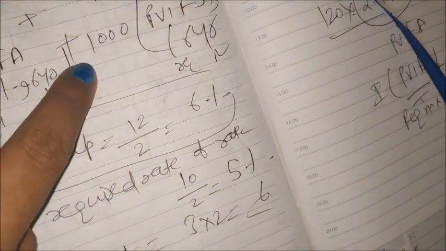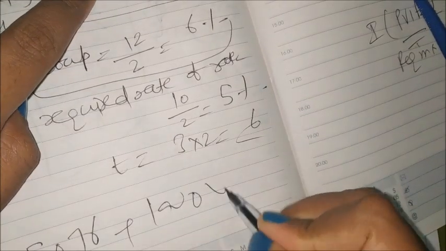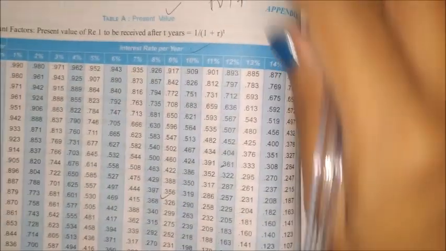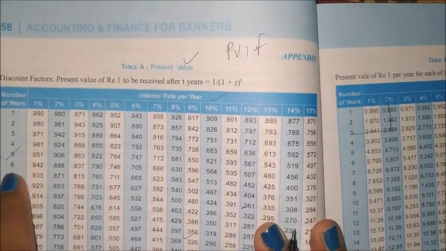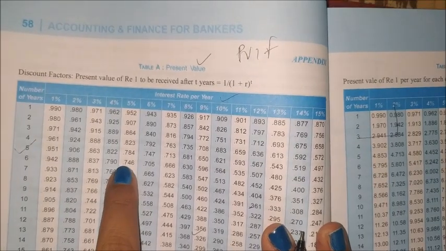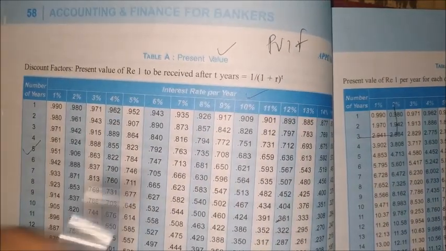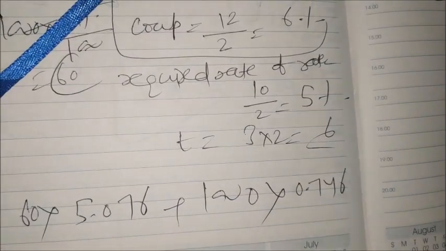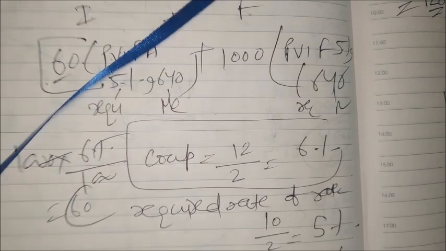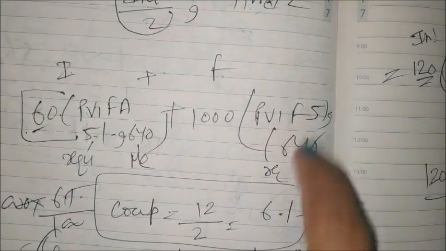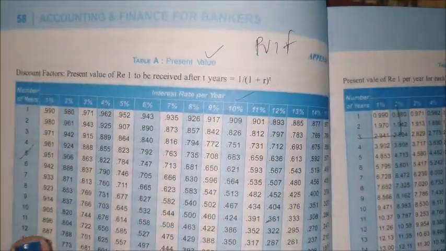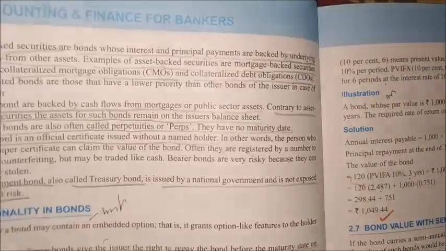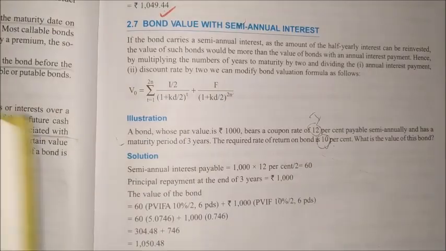Plus 1000 I will write same to same. And PVIF 5% and 6 year I have to see. See, PVIF 5% 6 year, where it is intersected, 0.746. Okay, 0.746. Two values I have taken. This value I have taken for PVIFA 5% 6 year, and this value I got from PVIF 5% 6 year. I have already told you how to see the table in part 1. So that's why I am not telling the same thing again.